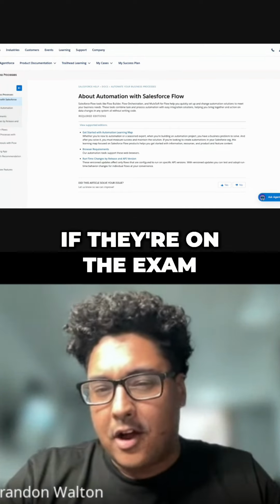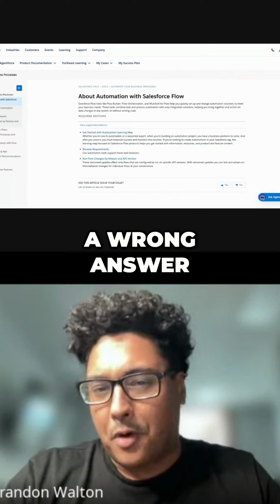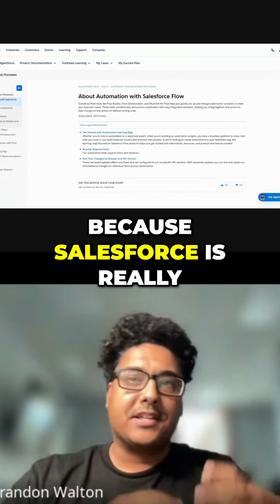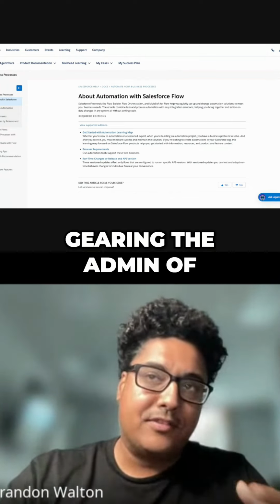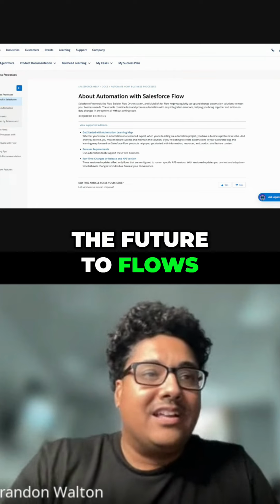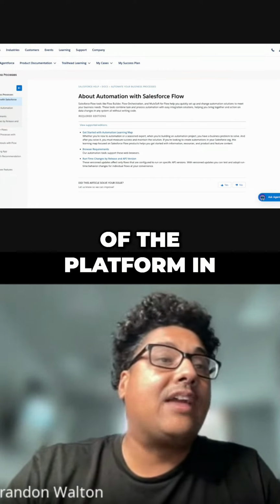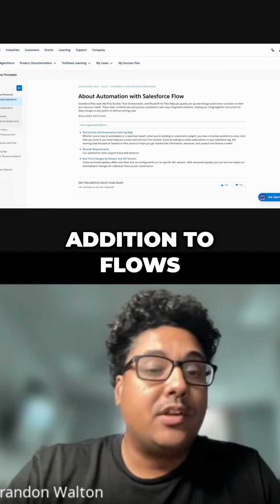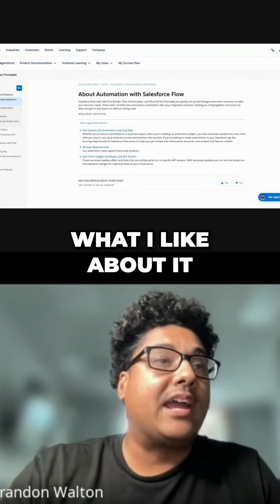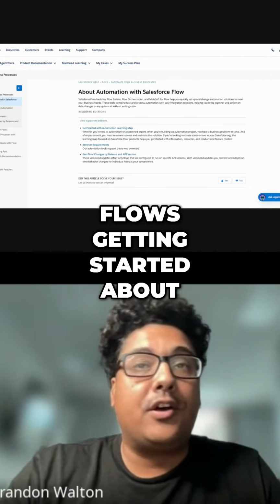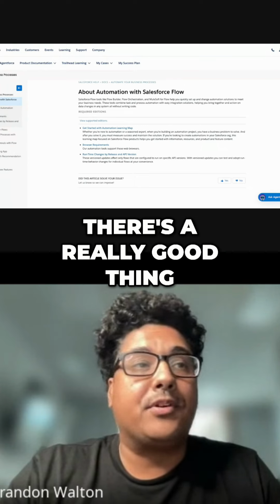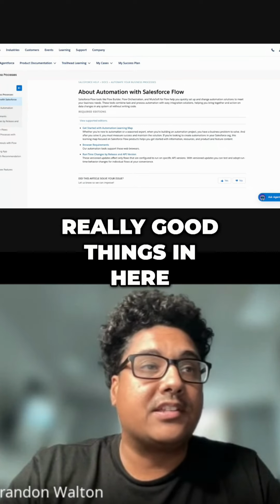Other than if they're on the exam, they might be a wrong answer, because Salesforce is really gearing the admin of the future to flows. That being said, there are other things that you'll want to be aware of inside of the platform in addition to flows. So on this page here, what I like about it, you can read about flows, getting started, and the automation learning map. There are really good things in here.